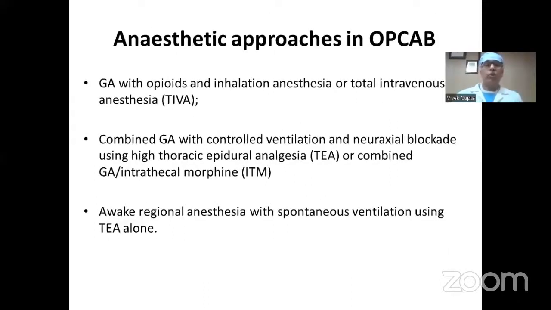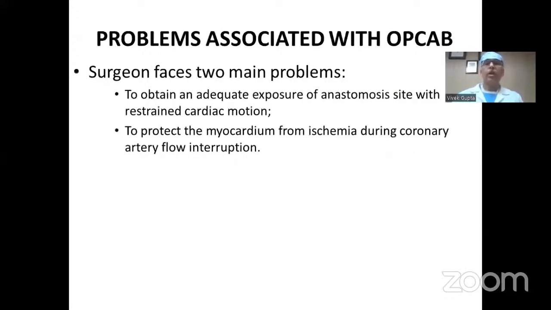Anesthetic approach: here we can use general anesthesia with opioids and inhalation agents, or we can combine general anesthesia with thoracic epidural or intrathecal morphine, or we can even do an awake regional anesthesia with the use of thoracic epidural anesthesia alone.